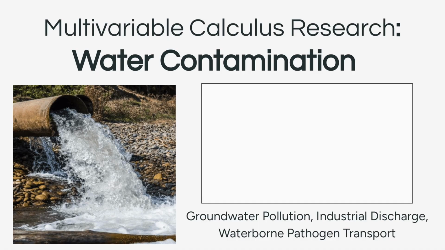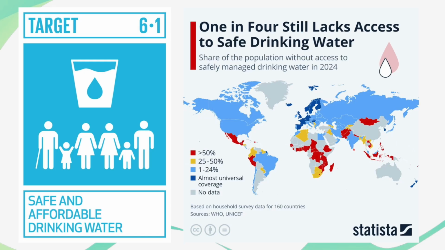This leads us to a primary research application with multivariable calculus, water contamination. We use PINNLab to understand the effect of waterborne pathogens on real populations, looking at how they spread using a system of equations built upon the previous coupled system you saw earlier. This has applications in groundwater pollution, industrial discharge, as well as the spread of diseases. Specifically, this targets United Nations Sustainable Development Goal 6.1 on safe and affordable drinking water.